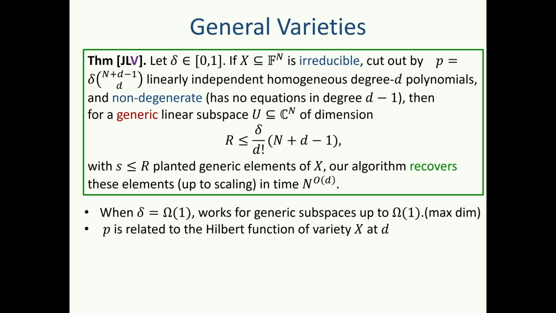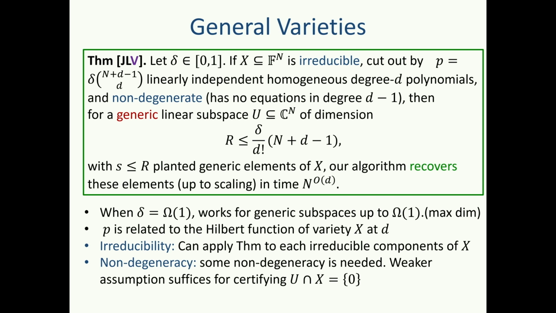Regarding irreducibility, you can just apply the same theorem. So an irreducible variety is just one that cannot be written as a union of other varieties. And you don't need the irreducibility assumption. You can just apply the same theorem to every component. Non-degeneracy is something that we need, and it's clear that something is needed, but I don't know if that's the right condition.